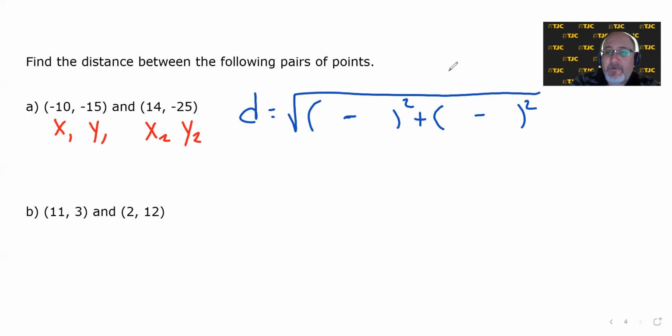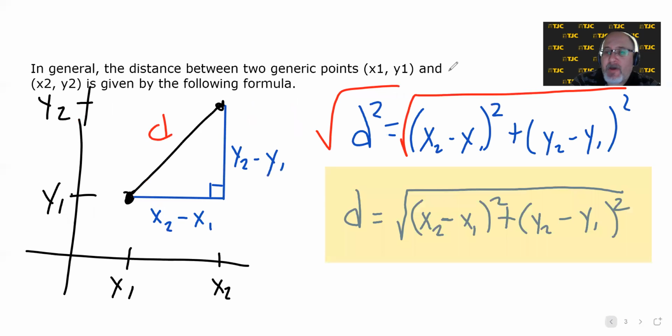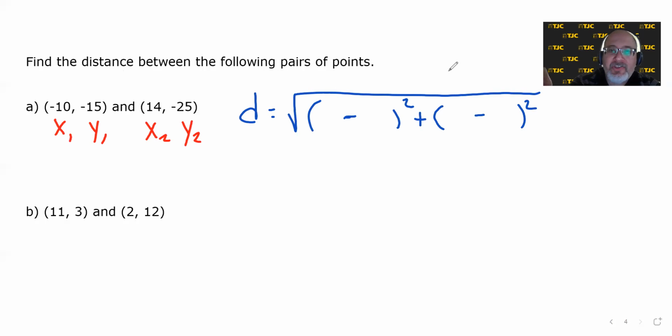Our formula said in the first parentheses was x2 minus x1. We've already got the minus. Now we just need to drop the numbers in. x2 is 14. x1 is -10. Be careful. There was already a minus from the formula. The 10 is bringing in a second minus. And then for the y's, the second y is -25, and the first y is -15, as if we didn't have enough negatives already.